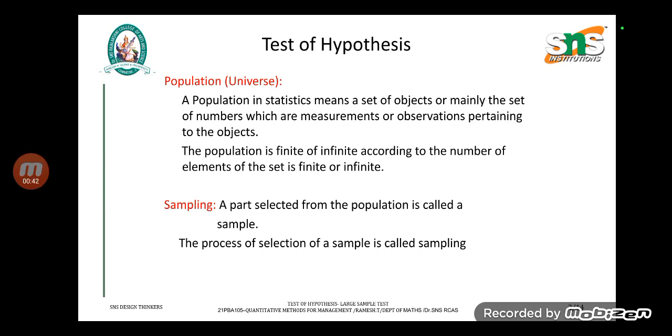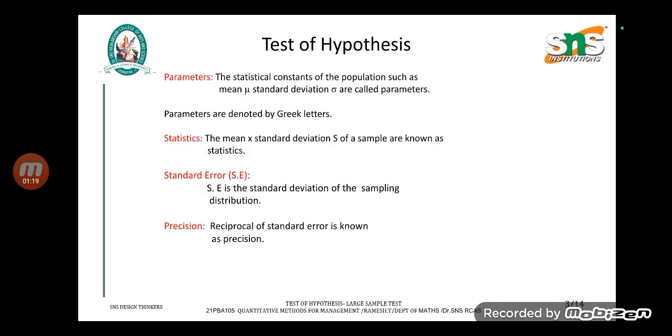First of all, what is population? Population in statistics means the large number of data. The population is finite or infinite according to whether the number of elements in the set is finite or infinite. The large number of elements is called the population. Next, what is sampling? A part selected from the population is called a sample. The process of selection is called sampling.